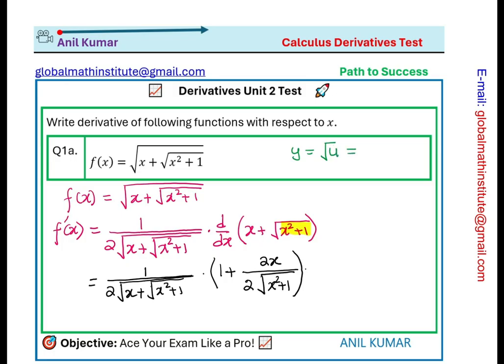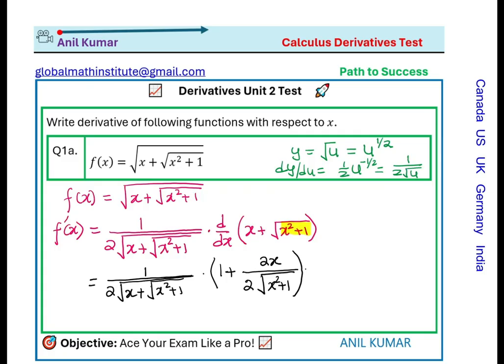So some of the students will write this u as to the power of half. And then we'll say, well, dy du in this case will be half of u to the power of minus half. And after this, they will write 1 over 2 square root of u. You get this whole idea. So all these steps which you see here are done by the students. No harm doing them, but you see the result, right? So normally when you have a square root function, it is 1 over 2 square root of that, as you can see here as a result.